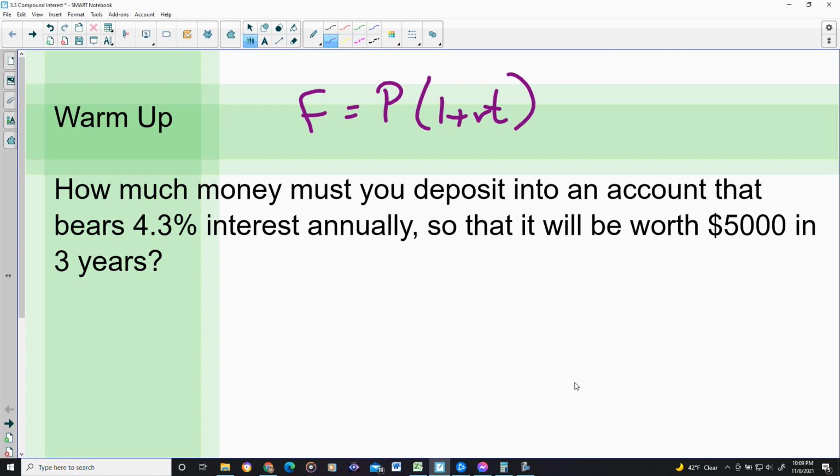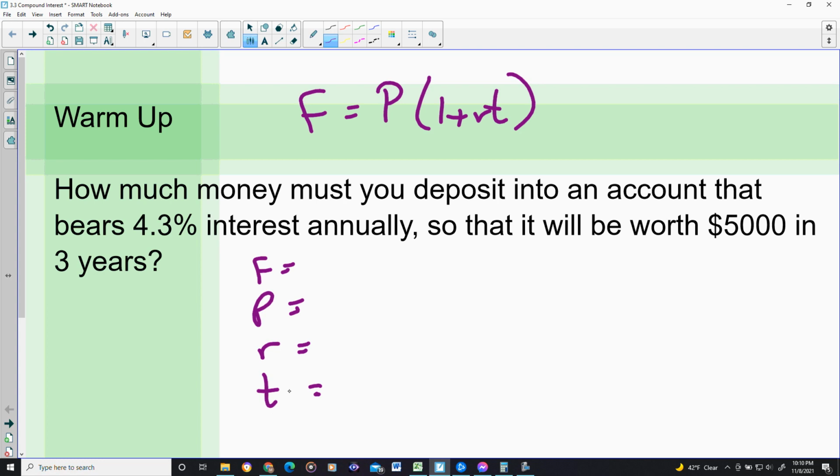How much money must you deposit into an account that bears 4.3% interest annually? Anyway, I've reread the problem already. So let's think about this. We have F equals, P equals, R equals, T equals. Remember, the whole setup of these problems is you're going to figure out which variable you are solving for, and then figure out what the other values are that we can plug in so that we have an equation that we can solve.